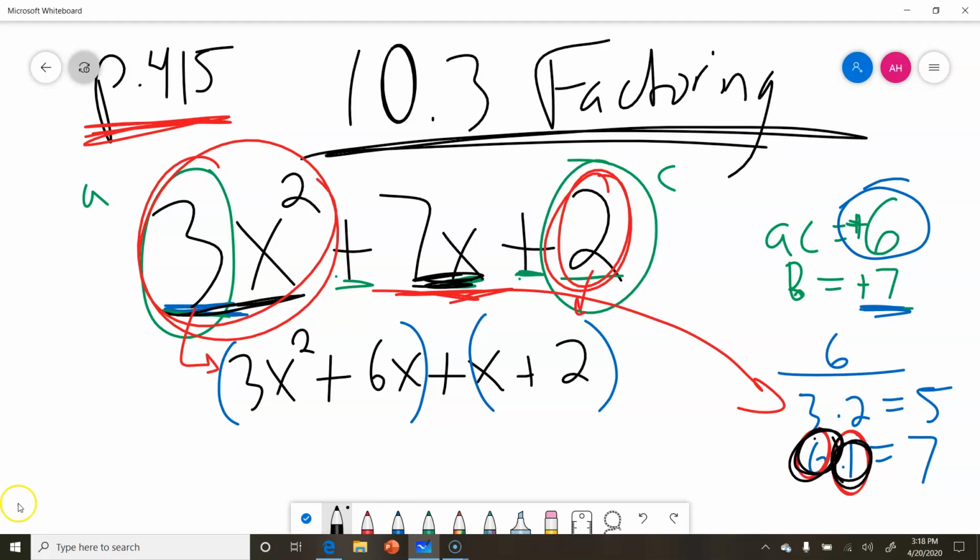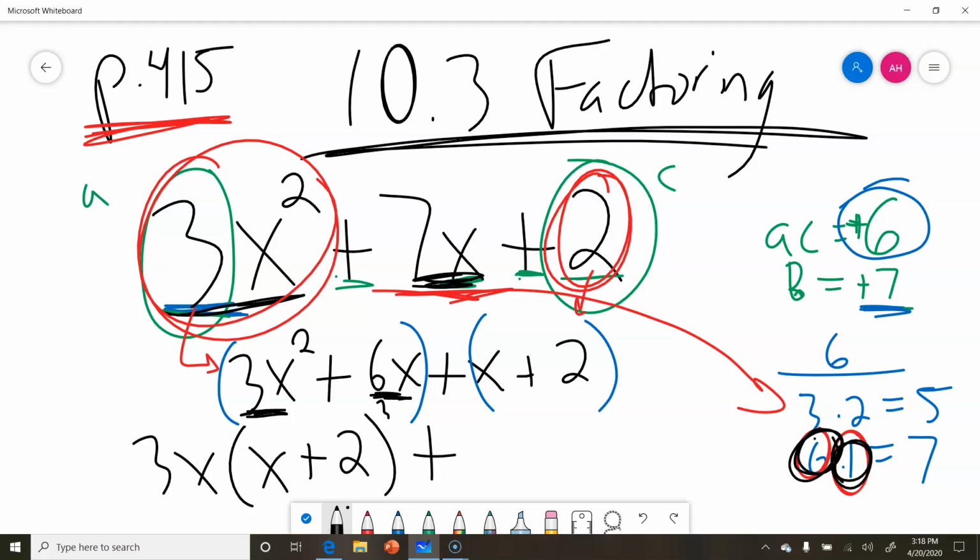Then I factor. I say, what can come out of these 2 guys? Well, number-wise, a 3 can come out. And then, sorry, not only a 3, but they each have an x. So I know I can pull a 3x out, and I'm going to have 1x left plus, not a 6, sorry, plus 2. Because 6 divided by 3 is 2. Then I do plus, what can I take out of this guy? I can't take anything out. It's just a 1 in front, x plus 2.